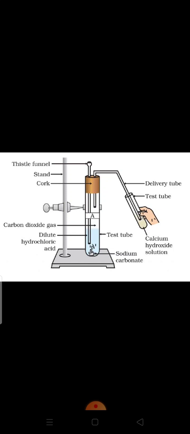We pass the evolved gas, with the help of this delivery tube, into another test tube which is already filled with lime water. What will we notice? Students, we will notice that the lime water turns milky. This indicates that the evolved gas is carbon dioxide. The same experiment we can repeat with sodium hydrogen carbonate, and we will definitely get the same results.